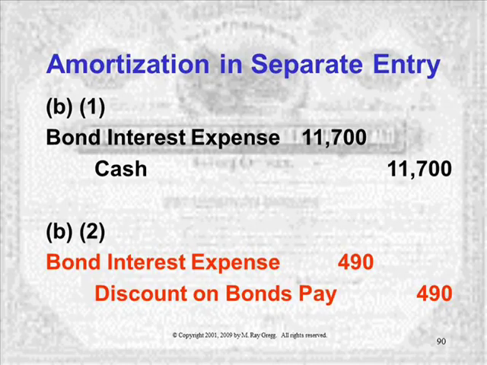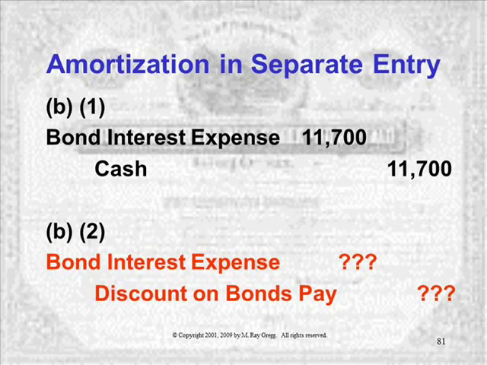What are you going to do with discount? Debit it or credit it? We're going to credit it. And debit what? An amortization entry is always interest expense. Sometimes it's interest expense debit, sometimes it's interest expense credit, so I never start there. I start with the other half and let the chips fall where they will. Now, the question is, how much?